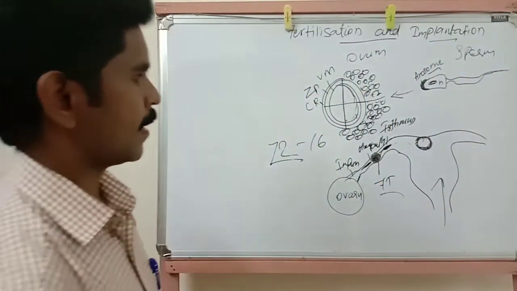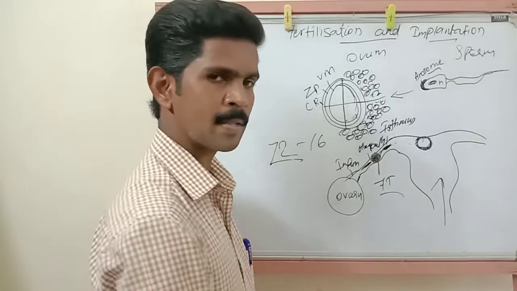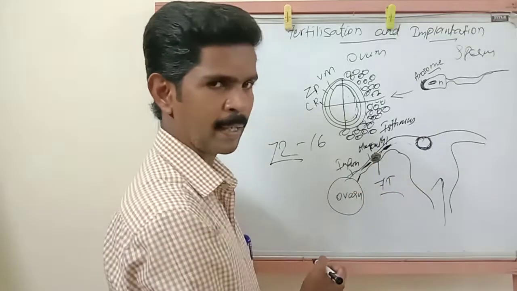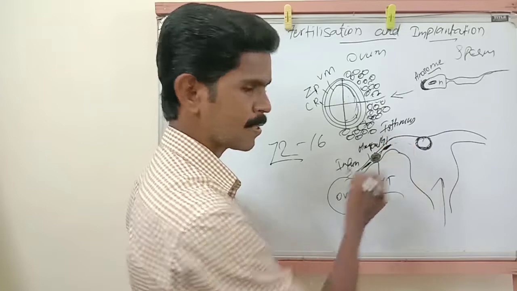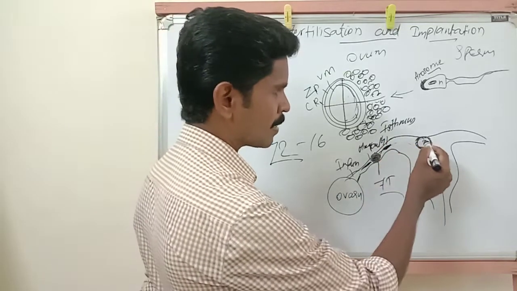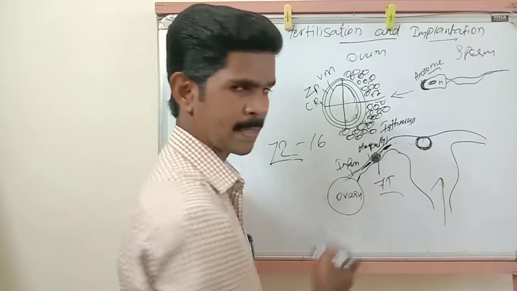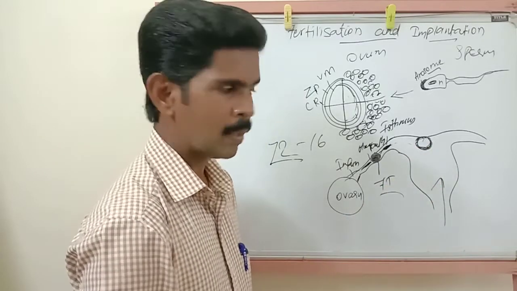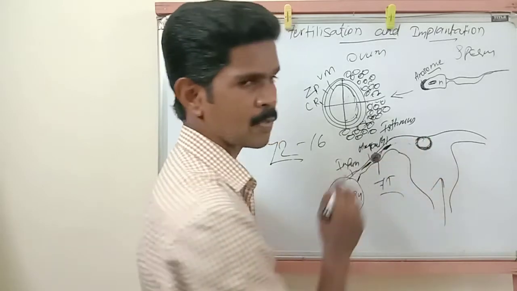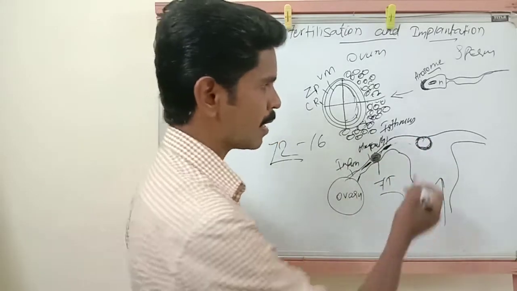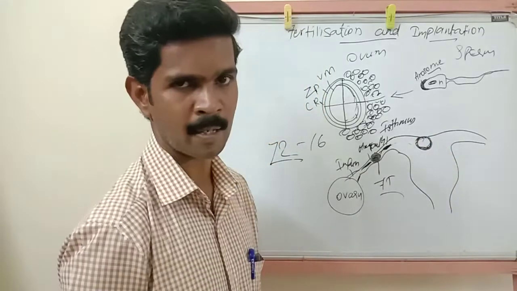Then, listen. Already I told you, maximum fertilization takes place where? In the junction region of the ampulla and isthmus. After that, the fertilized ovum reaches the uterus region for implantation. So the pregnancy takes place inside the uterus only. The baby or the fetus develops inside the uterus region of the female reproductive system.